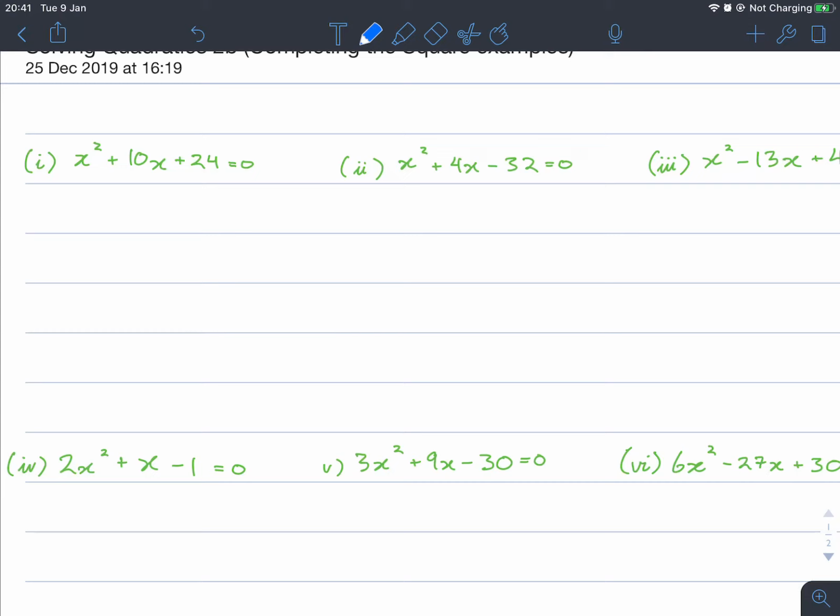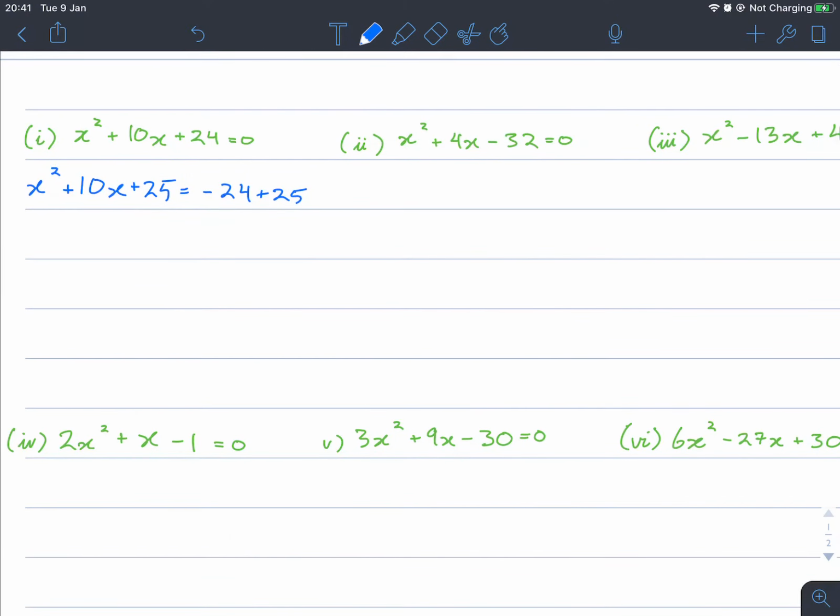So in order to do this we need to have a monic, so a coefficient of 1 in x squared, which is here. But now we need to isolate the constant, and then we need to add half of the b coefficient squared, so it's going to be 25, adding 25 to both sides.